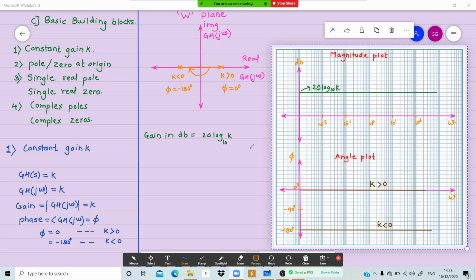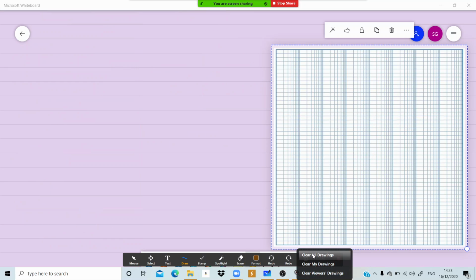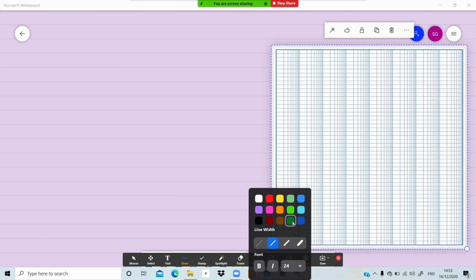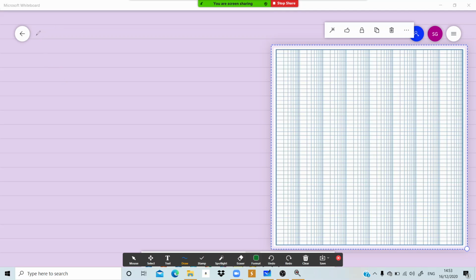Now what is it if you are having any pole or zero in the system? Let us see. We'll go for the second one now, pole at the origin. If you understand pole at the origin, it will be very simple for you to understand a zero at the origin, okay? So the second point, pole at origin.